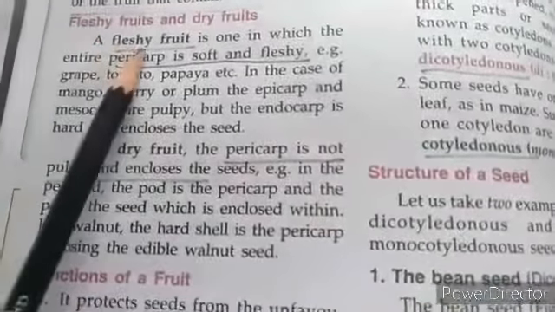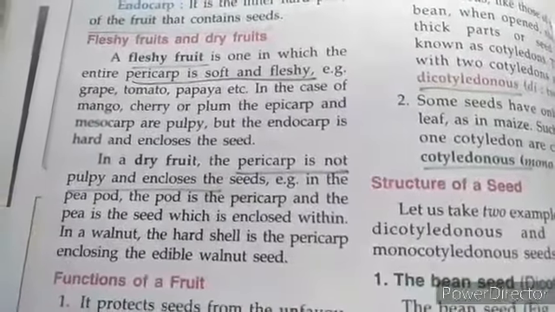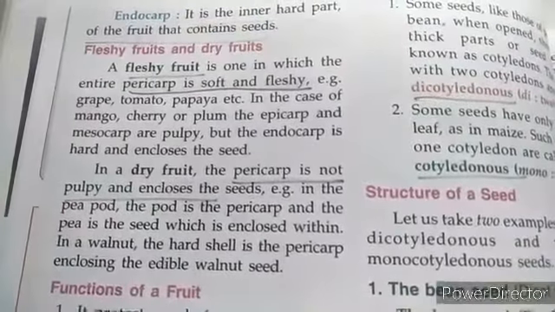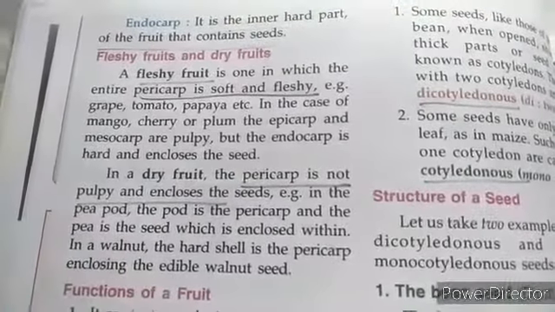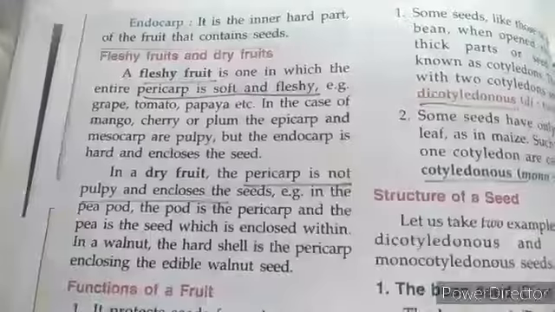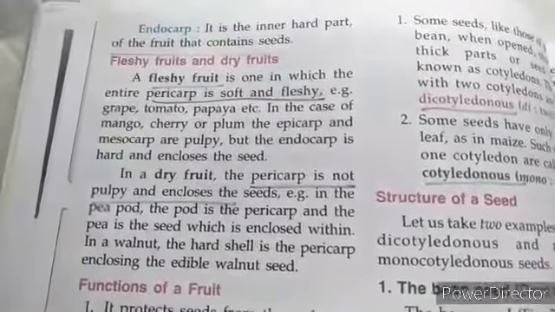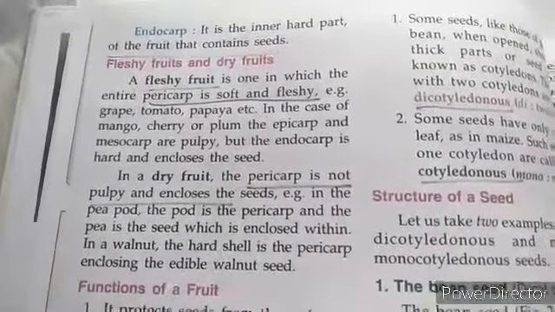There is a classification of fruits as fleshy and dry. A fleshy fruit is one in which the entire pericarp is soft and fleshy, for example, grapes, tomato, papaya, etc. In the case of mango, cherry or plum, the epicarp and mesocarp are fleshy, pulpy, but the endocarp is hard and encloses the seed. So fleshy fruits are those in which the entire pericarp is soft and fleshy.